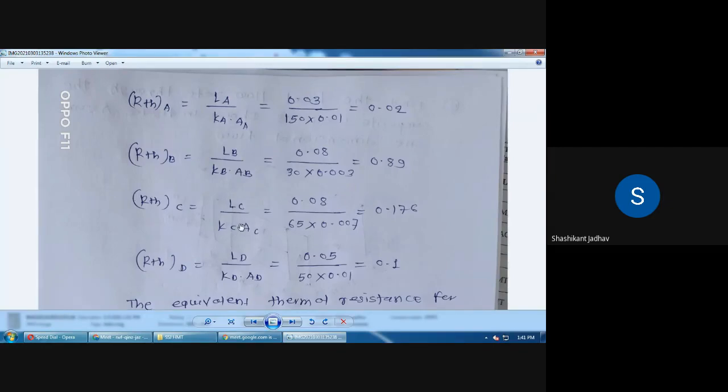Similarly, we have to calculate the thermal resistance of C, because in all plates there is conduction. What is the formula for conduction? L upon K into A. In that way we calculate the 4 resistances: for plate A, B, C and D. So write down the answers. Thermal resistance for plate A is 0.02, for plate B is 0.89, for plate C is 0.176, and for plate D is 0.1.